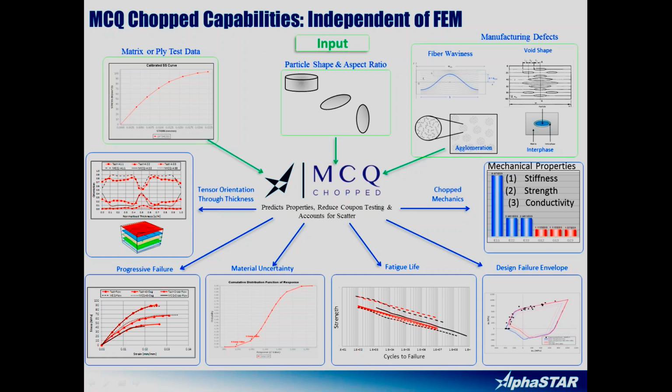MCQ Chopped is a software toolset designed to characterize chopped fiber reinforced composite material properties based on effective particles and matrix material properties, assuming uniform orientation through the width and length of a represented volume element while including the effect of material nonlinearity and manufacturing geometric and material defects. Using a de-homogenized multi-scale material modeling approach, MCQ Chopped delivers accurate predictions of strength, stiffness, damage, and failure in response to service or complex loads.